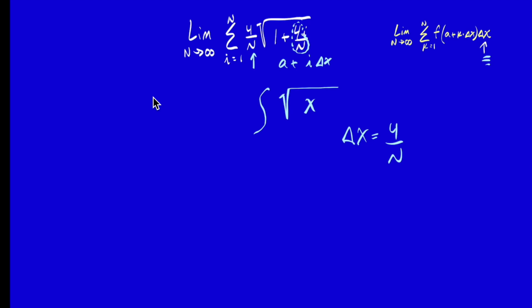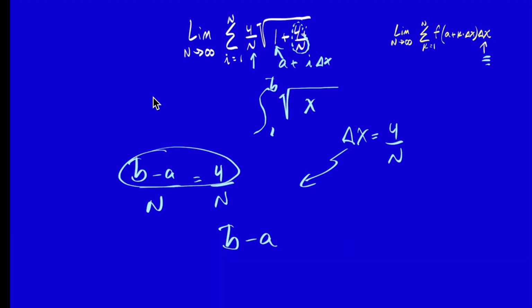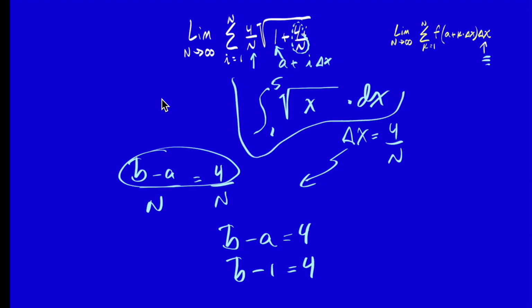Okay, once we have our delta x, we now notice, if we pattern match, that that is our a value. So this integral is going to start at a and go to some b. To get the b, we're going to use that formula we've been using thus far in the video, where b minus a over n equals delta x. In this case, our delta x is 4. Therefore, we're going to have b minus a equals 4. b minus 1, which we already know is 4, and therefore our b value is going to be 5, and that is our definite integral right here.